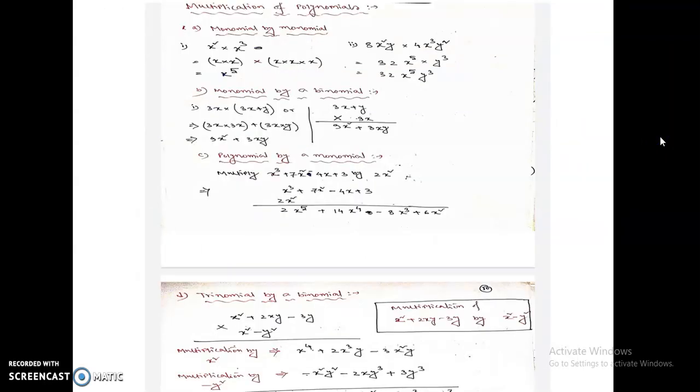Okay, multiplication of polynomials. It is very important. Multiplication, how do we multiply the polynomial expressions? It's very easy. First of all, we will start from the simple topic, monomial by monomial. We will multiply monomial expression with the monomial expression. So here x square into x cube. So x square means x into x, x cube means x into x into x, 3 times. Okay, so total how many times you have written x? 5 times, so it equals 5. So basically we are adding the powers.